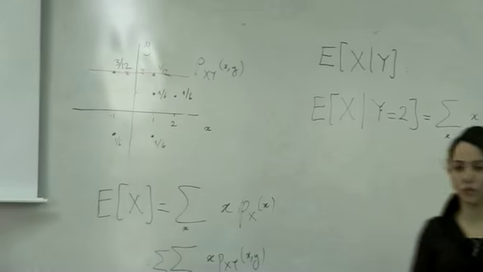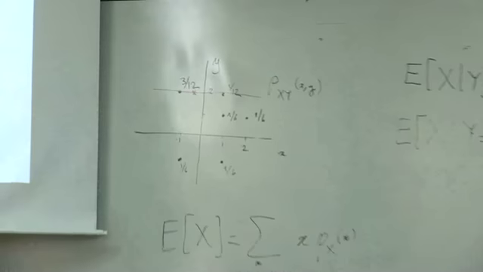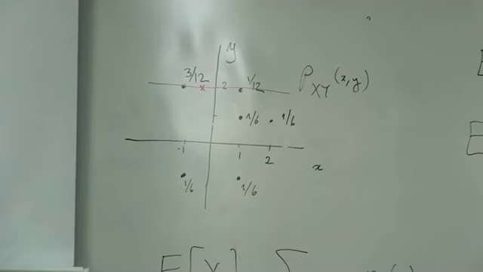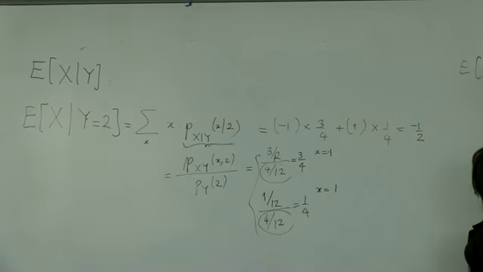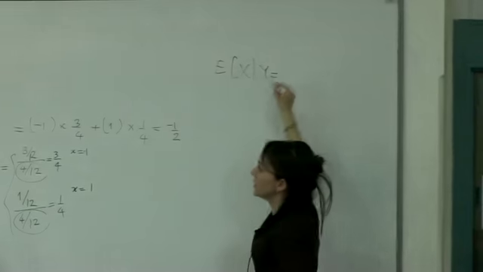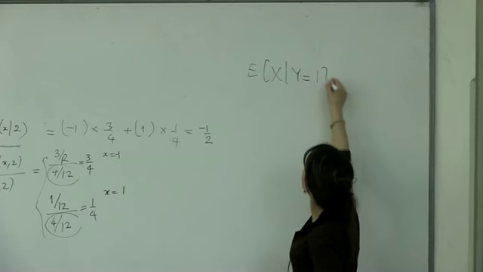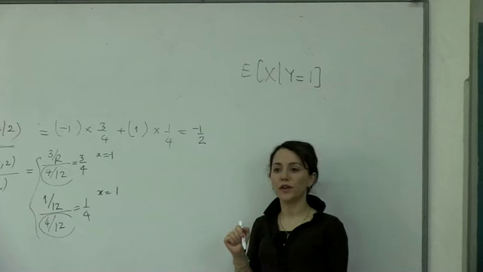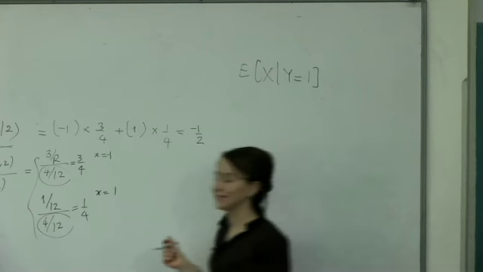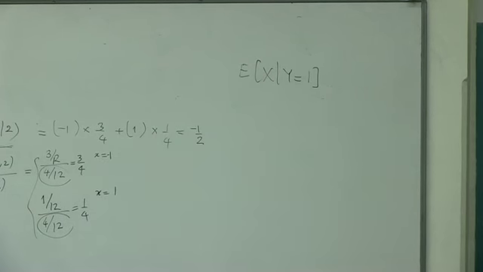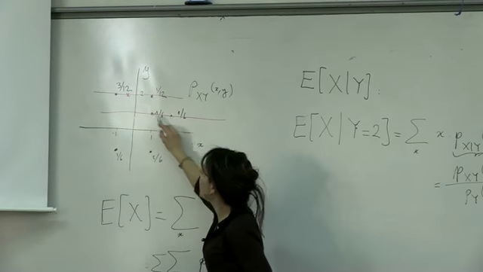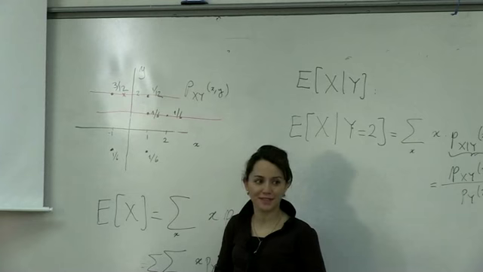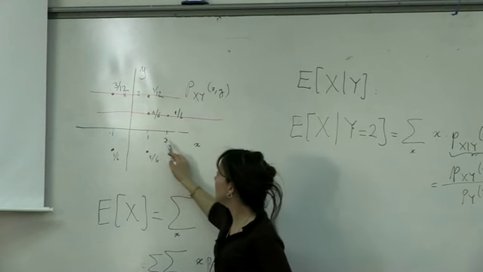So when y is 2, expectation of x given y is -1/2. The rest will be easier. Let's do expected value of x given y is 1. That's easier, right? Why? When y is 1, we just have these two equal probability masses at x equals 1 and x equals 2.